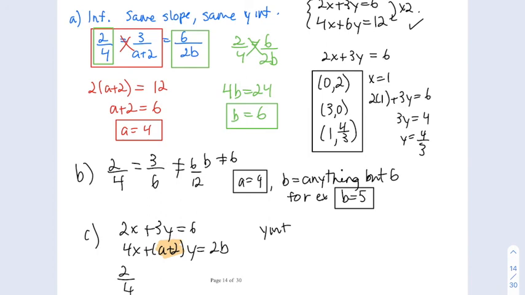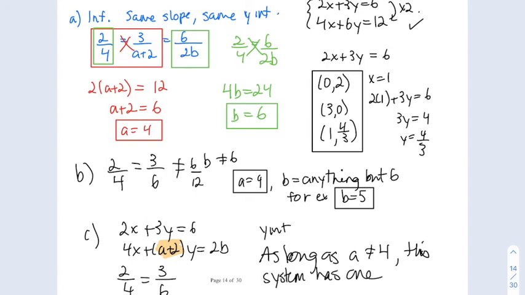of 1 to 2. So I have 2 over 4 equals 3 over, currently I have 3 over 6 when a is 4. So as long as a does not equal 4, okay, this works. This system has one solution. Okay, so we can say, for example, a equals 5 and b equals 5. But b can really be anything.